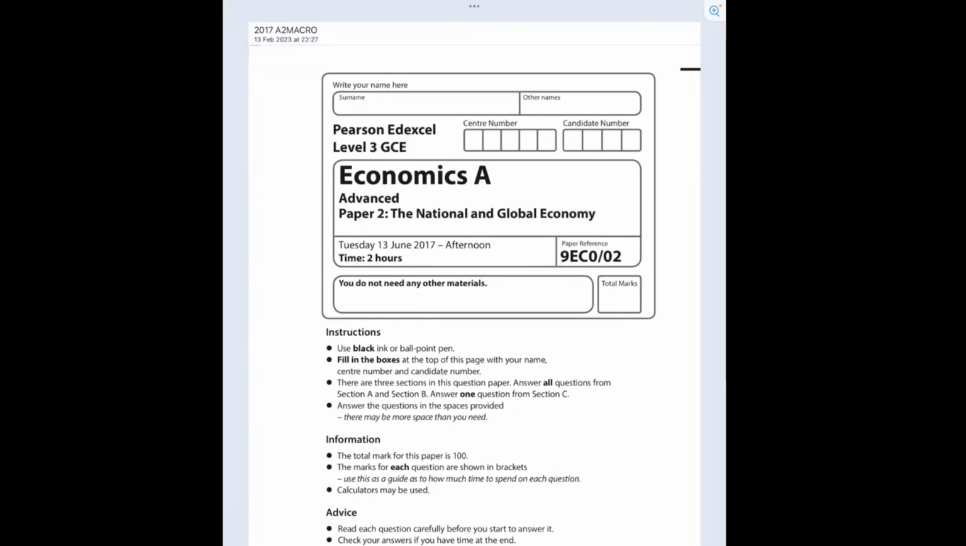Hello, so today I'm going to go through a 2017 A2 macro paper. I'm going to go through section A, which is the first part of the paper, which is a mixture of multiple choice and short answer questions. As you can see here, it's the 2017 paper. It's Economics A, which is just pure economics. It's paper 2, which is macro. And yeah, I think that's everything that you need to know.